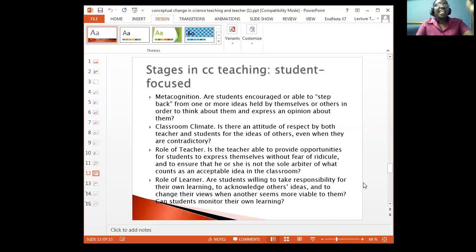Right, so those two points actually tie in. And then we have to help students understand that they have to take responsibility for their own learning. I don't think that students, especially high school students, even university students at some levels, undergrads, really know what it means to take responsibility for their own learning and to change their views.